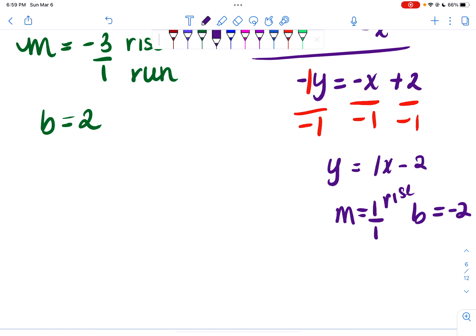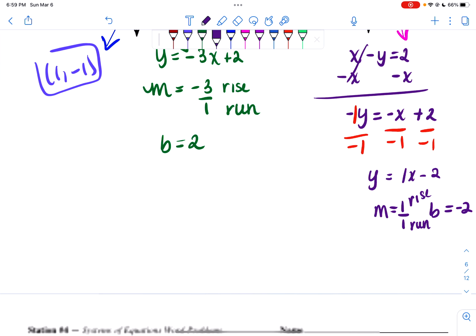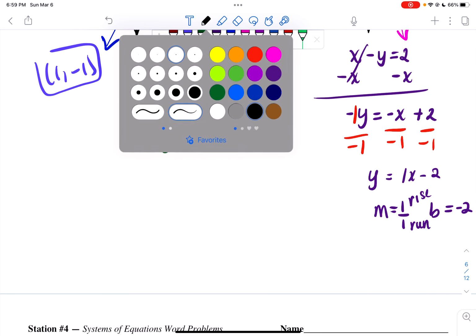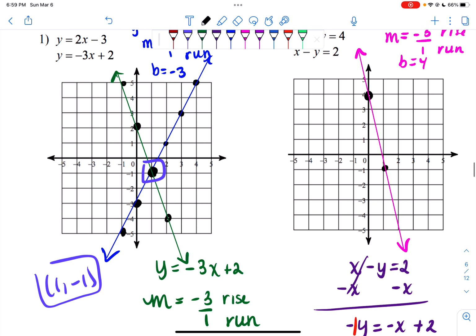So rise 1, run 1. So I'm going to plot a point at negative 2 and then go up 1 over 1, up 1 over 1. And then go backwards now. That way you have a nice, beautiful graph. Draw a line going through those points. Ooh, if I can get it nicely looking.